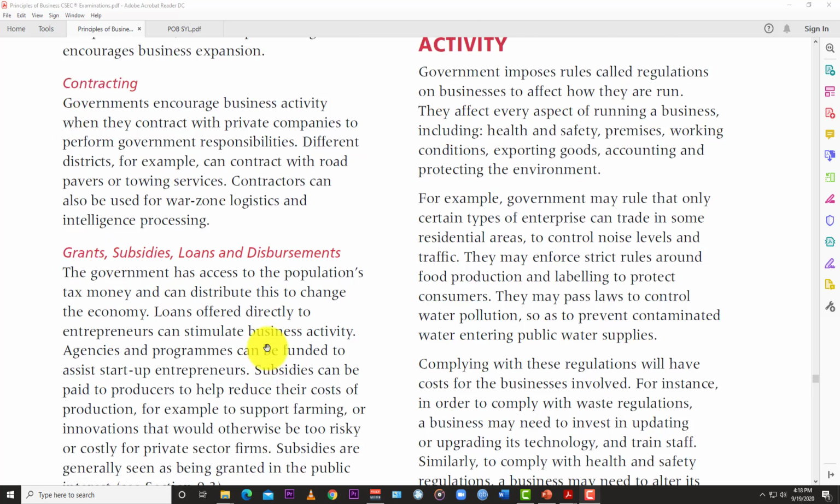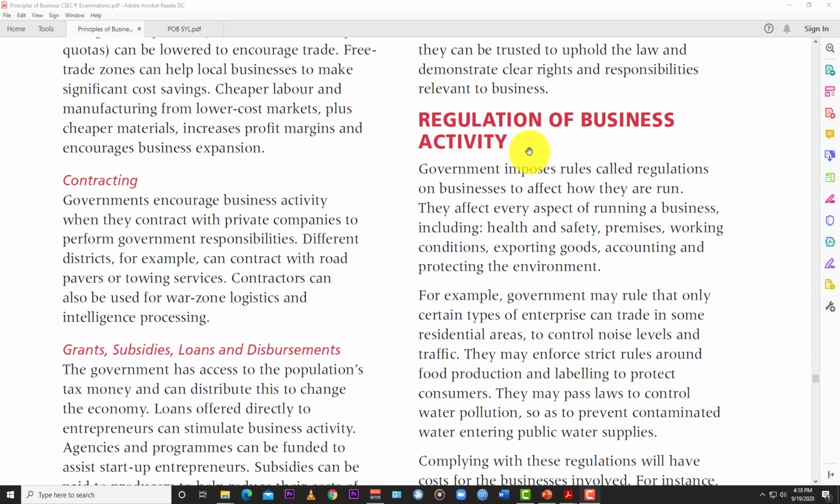Of course, the government is in charge of regulating the businesses. All right, so government imposes rules called regulations on businesses to affect how they are run. They affect every aspect of running a business, including health, safety, premises, working conditions, exporting goods, accounting, and protecting the environment. So all these are similar again to laws.